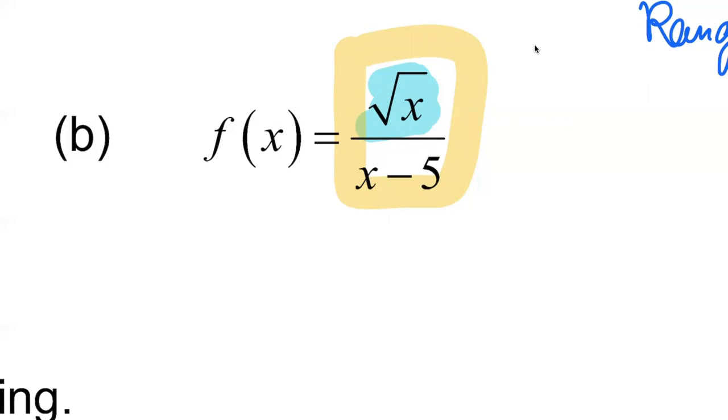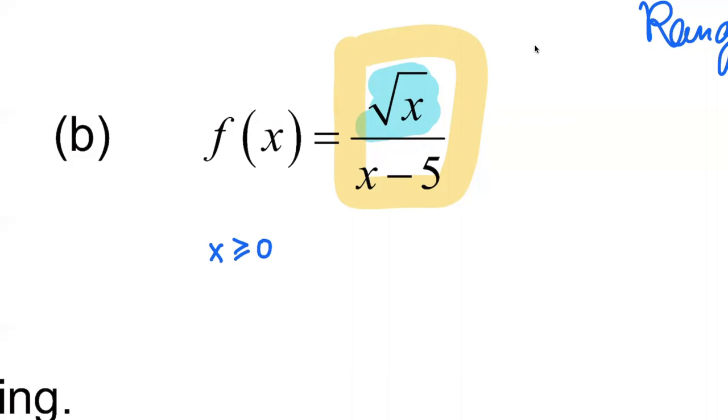So if you have a square root, just make sure that whatever is underneath the square root must be at least 0 or above. So we can think of one condition already, which is x must be greater than or equal to 0. But that's not the only place we see x, so we have to consider the other x in the function, which is in the denominator.